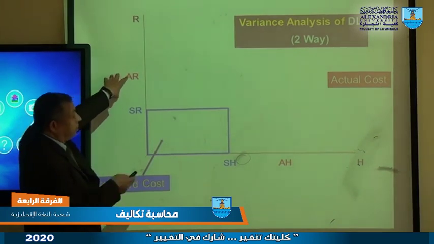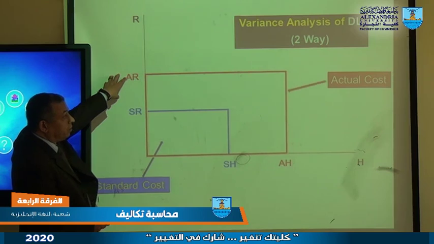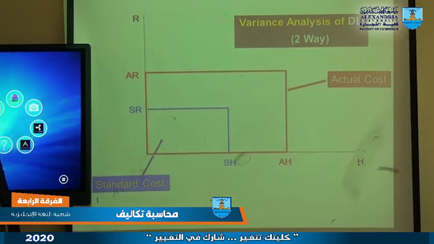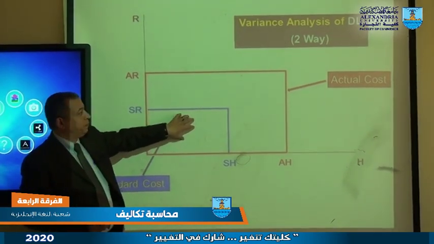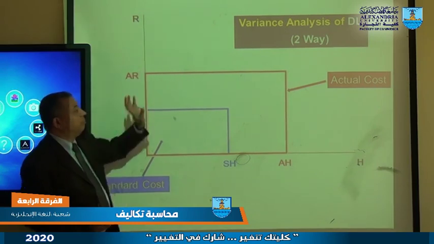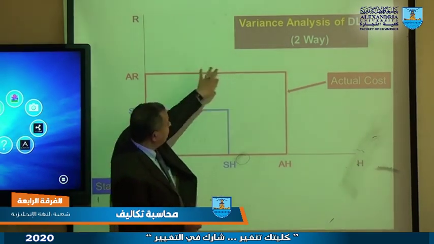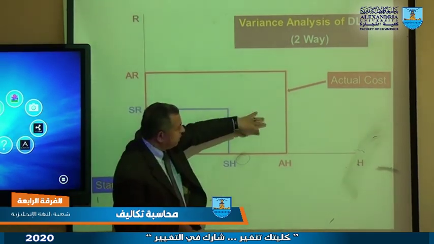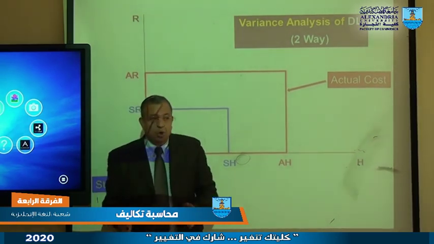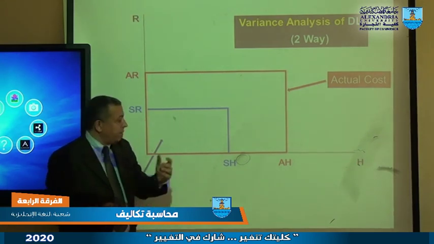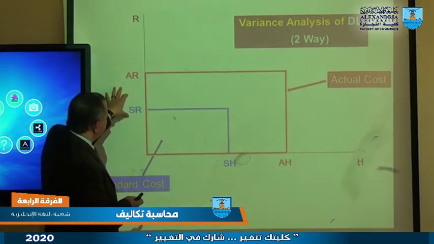But when I speak about actual hours and actual rate here, I speak about actual cost. So what is the problem? This is my standard cost, what should be. This is my actual cost, what happened actually. This part is the difference between them. When actual cost is more than standard cost, we say variance. What are the reasons of this variance? Maybe the difference between hours or the difference between rates.